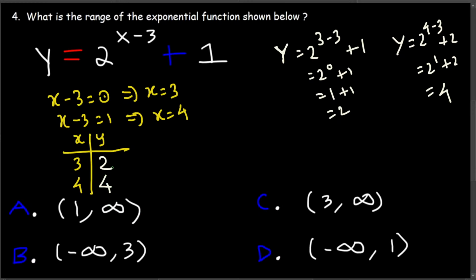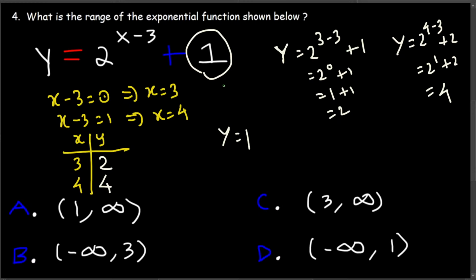Now we have enough information to draw the graph, but we also need to know the horizontal asymptote in order to draw the exponential function. The horizontal asymptote is the constant that is added or subtracted. If we don't have an addition or subtraction, the horizontal asymptote is 0. But here we have something, so this is the horizontal asymptote, that is y is equal to 1. So we have all the necessary information right now, so we can go ahead and draw the graph.